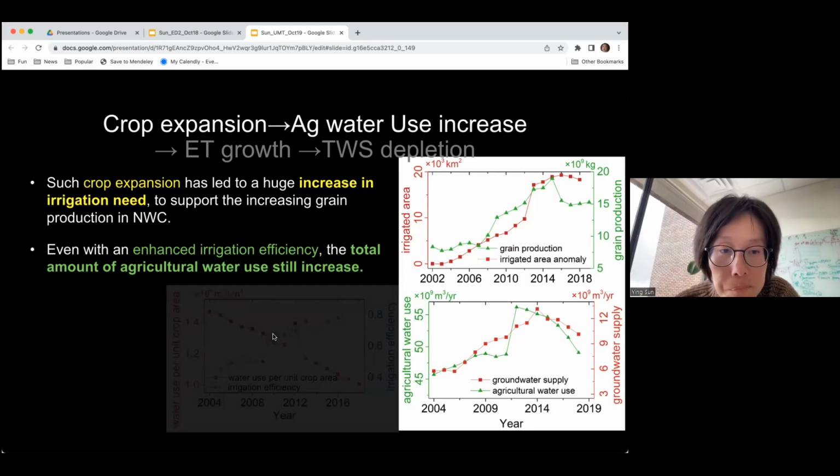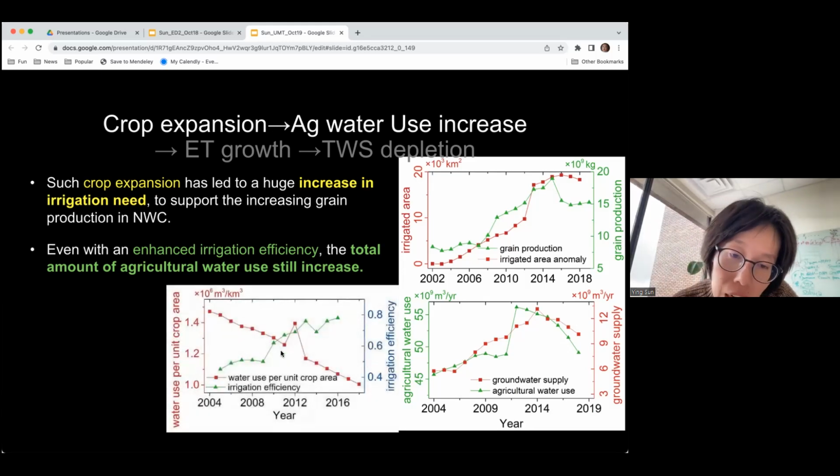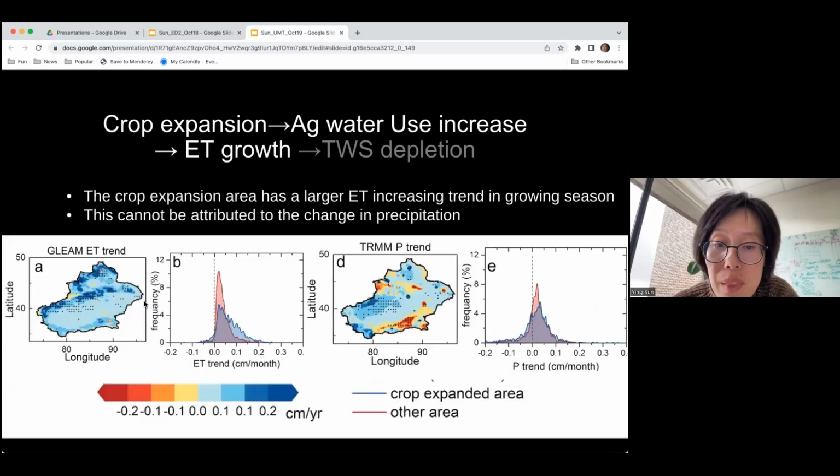I think that might be related to the increased irrigation use efficiency. When we look at this figure, the water use per unit area, which is essentially equivalent to water use efficiency, we can clearly see the irrigation use efficiency has a huge increase, while the water use per crop area is decreasing, meaning the water use efficiency is increasing. But the issue is that even with this enhanced irrigation efficiency, the total amount of agricultural water use has still increased. So that is a problem.